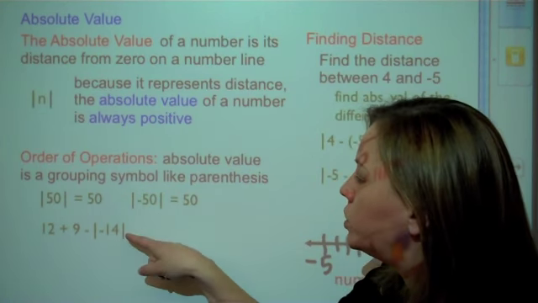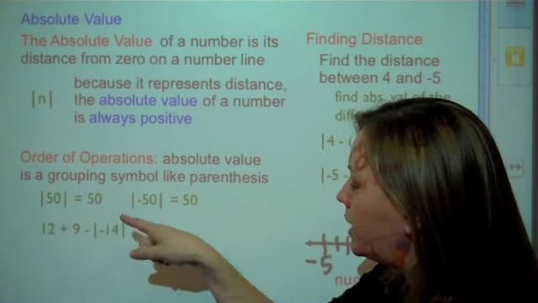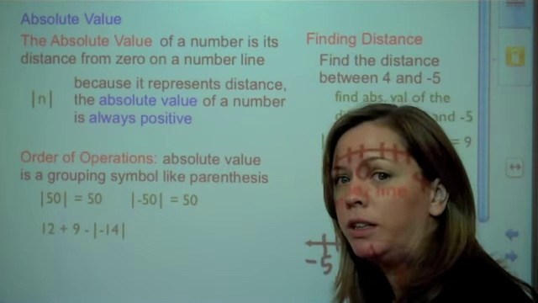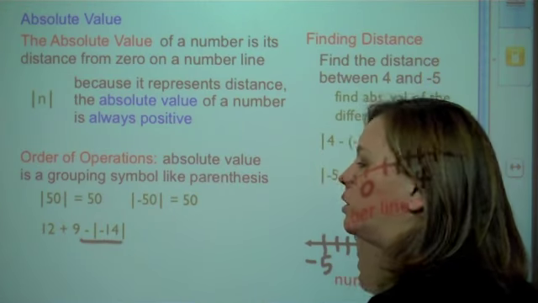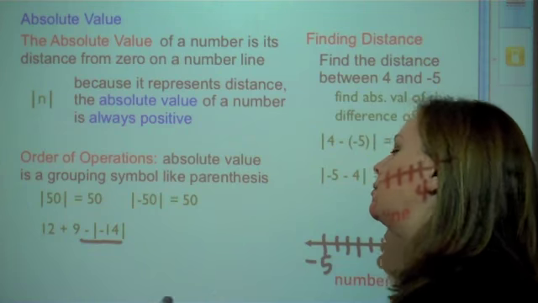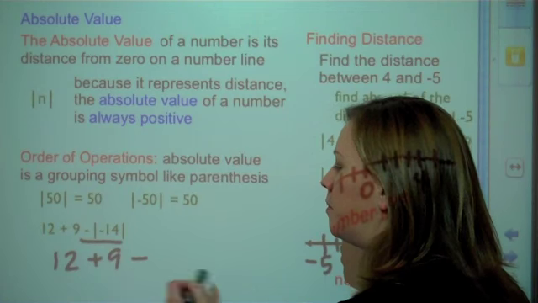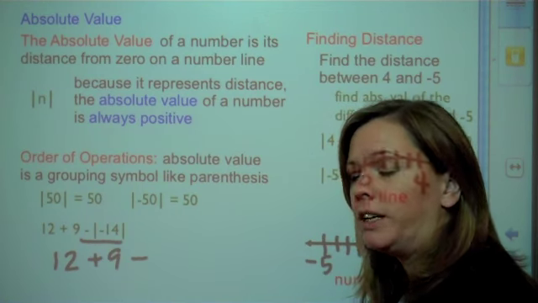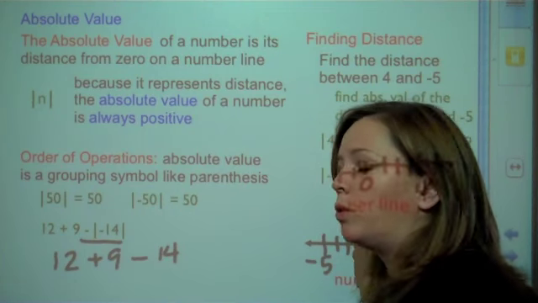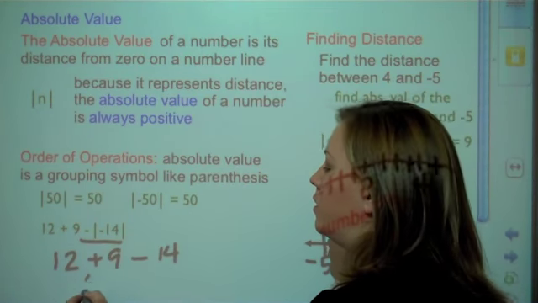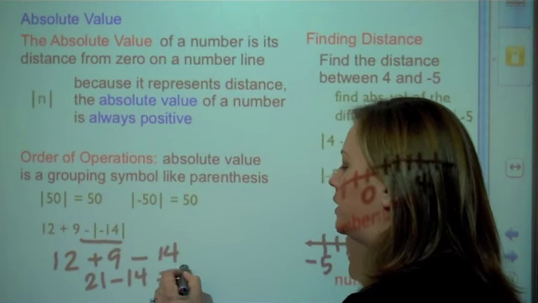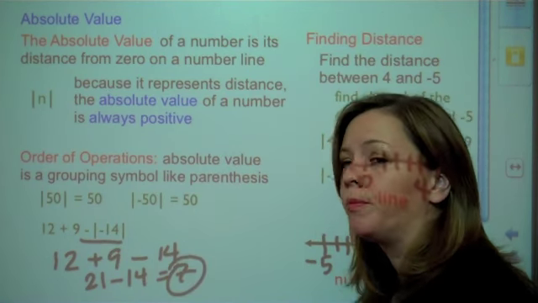But what if I had an expression like this? 12 plus 9 minus the absolute value of negative 14. Well, I need to simplify this term first because that's in a grouping symbol. So this is going to become 12 plus 9 minus 14, since the absolute value of negative 14 is 14. And so then we have 21 minus 14, which is 7.